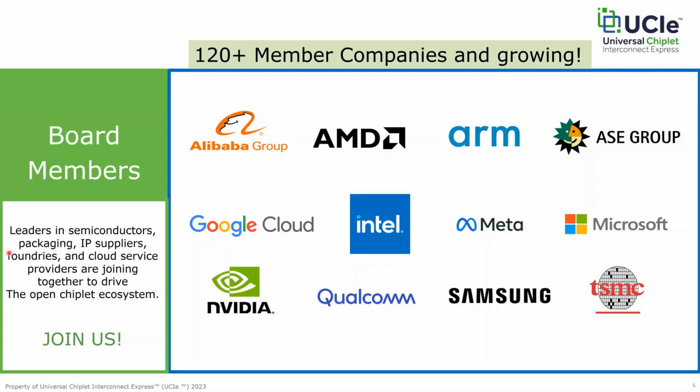UCIe has 120 plus member companies and growing fast. We have leaders in semiconductors, packaging, IP solutions, foundries, and cloud services. Cloud service providers, they're all joining together to drive the open chiplet ecosystem. As you can see from the logos of the promoters and board member companies here, a lot of big names, a fairly good cross-section. Maybe you can argue most of the big names in tech are involved in here. So it's exciting stuff.